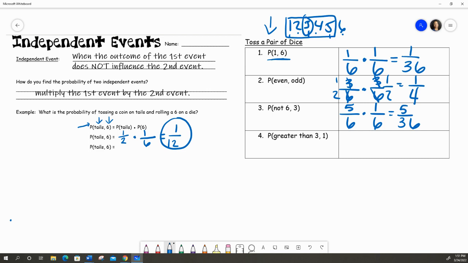For this last question, it says the probability of rolling a number greater than 3, so that would be 4, 5, and 6, so that's 3 out of 6. And the probability of rolling a 1, there's only 1 out of the possible 6. Looking for ways to simplify, I know the 3 and the 6 simplify to 1/2. 1 times 1 is 1, and 6 times 2 is 12. So we have a 1 in 12 chance. So that is how we find the probability of independent events. Remember, the first event does not have any effect on what happens with the second event.